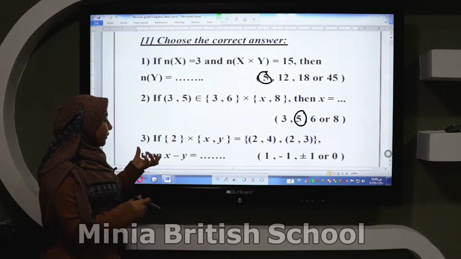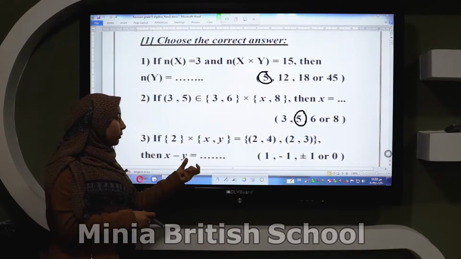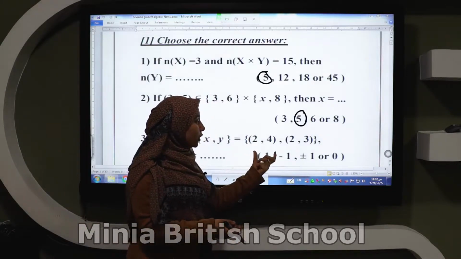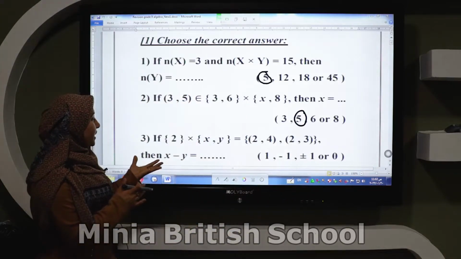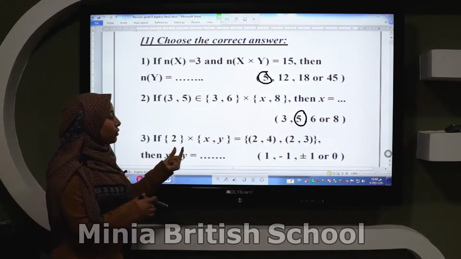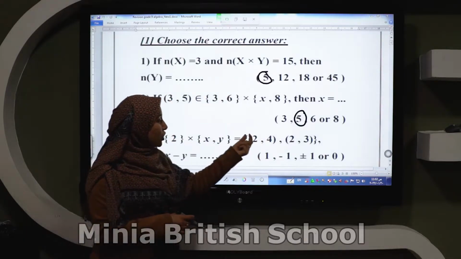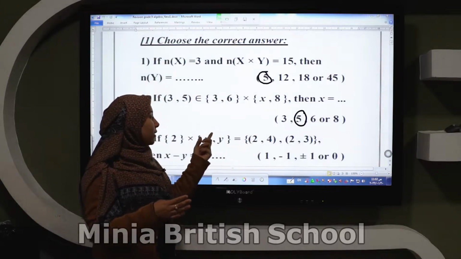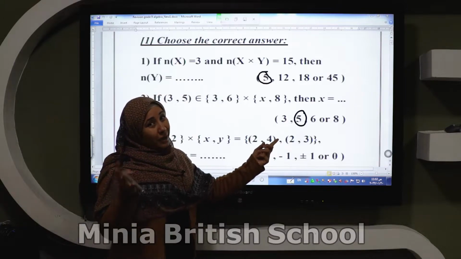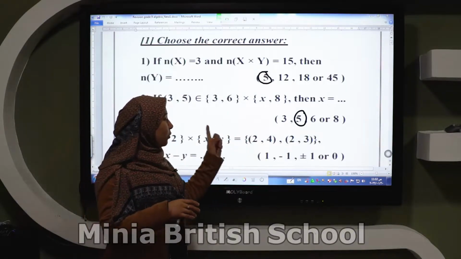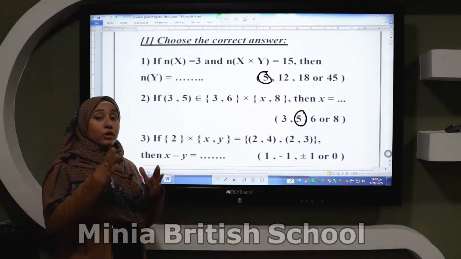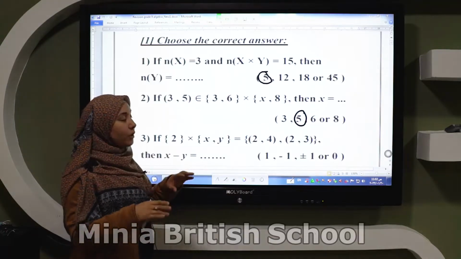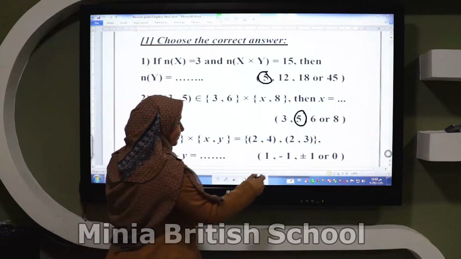Number 3 here. If the set {2} cross the set {x, y} equals the set of ordered pairs {(2, 4), (2, 3)}, the same idea here. The first projection belongs to the first set and the second projection belongs to the second set. So x equals 4 and y equals 3, or maybe x equals 3 and y equals 4, because we know the order of the elements in the set isn't important. So x minus y equals positive or negative 1, okay?